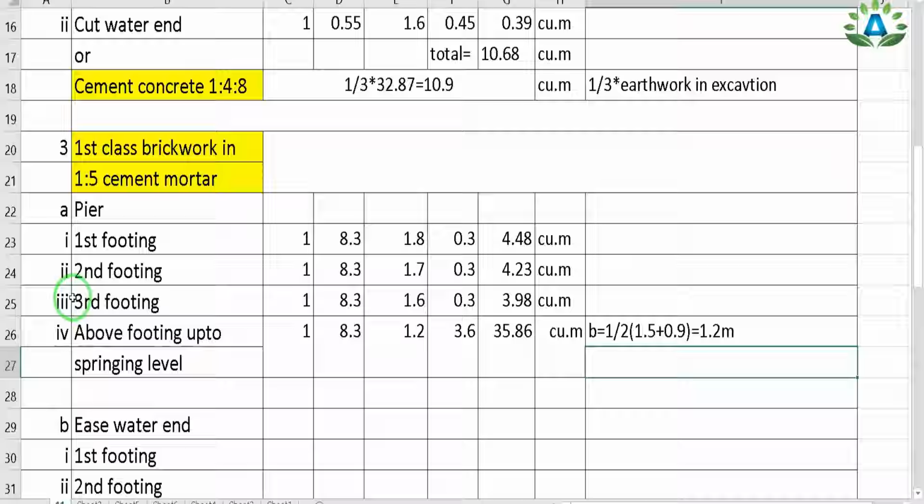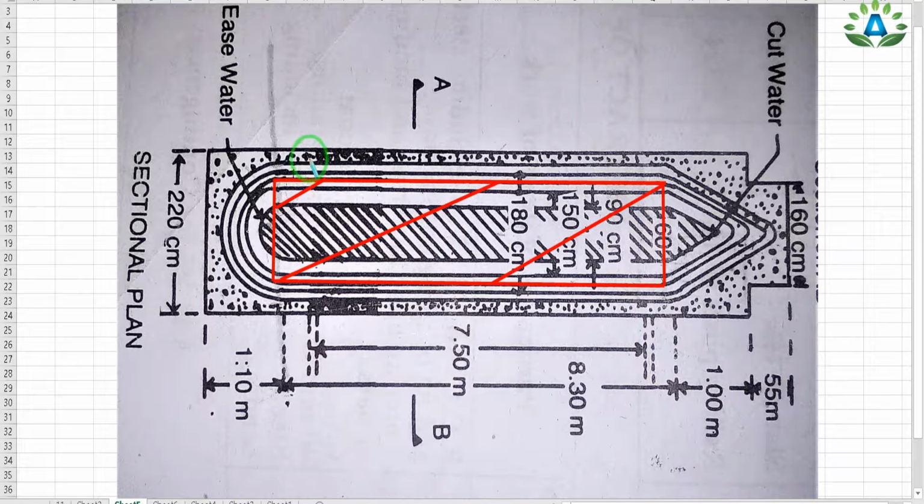Now the next step is to calculate this third footing, and we need to see the top view. This first portion is our first footing, this portion is our second footing, and this is our third footing top view. So we are going to do the brickwork in this portion. To calculate the length, we need the length from this side up to this side. So the total length will be 8.3 meter, that is same as first footing and second footing. So we can write the length equals 8.3 meter.